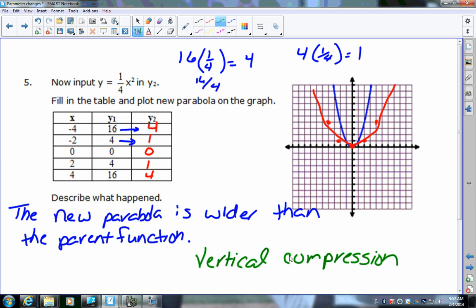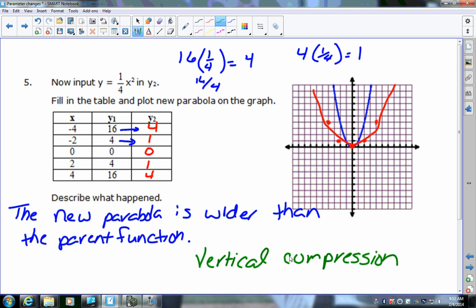I think of it like a marshmallow. To make that fatter, if I push it together from the top and the bottom, right? If I push it together, it makes the marshmallow wider and fatter. If I pulled the marshmallow up and down, it would stretch it. That's a vertical stretch. That's what's happening to my parabolas.